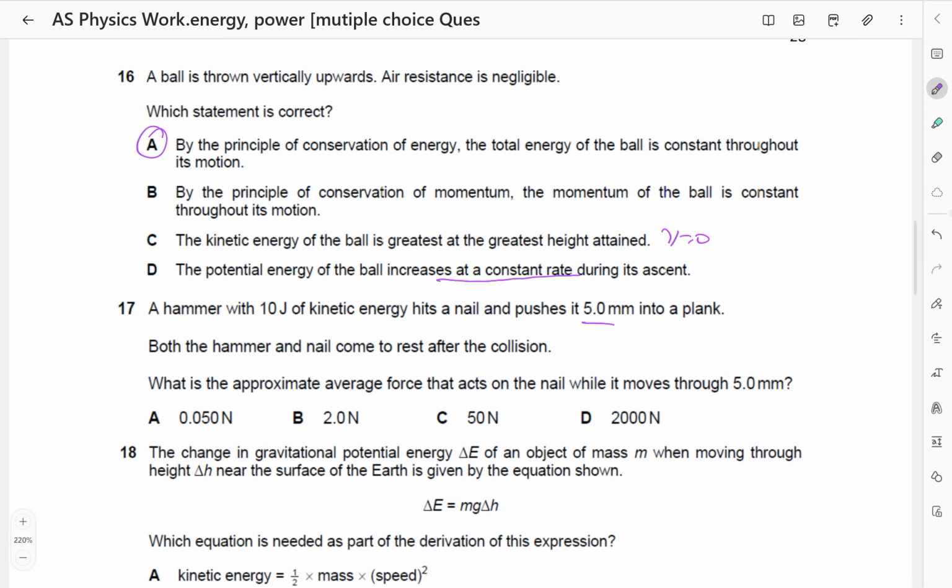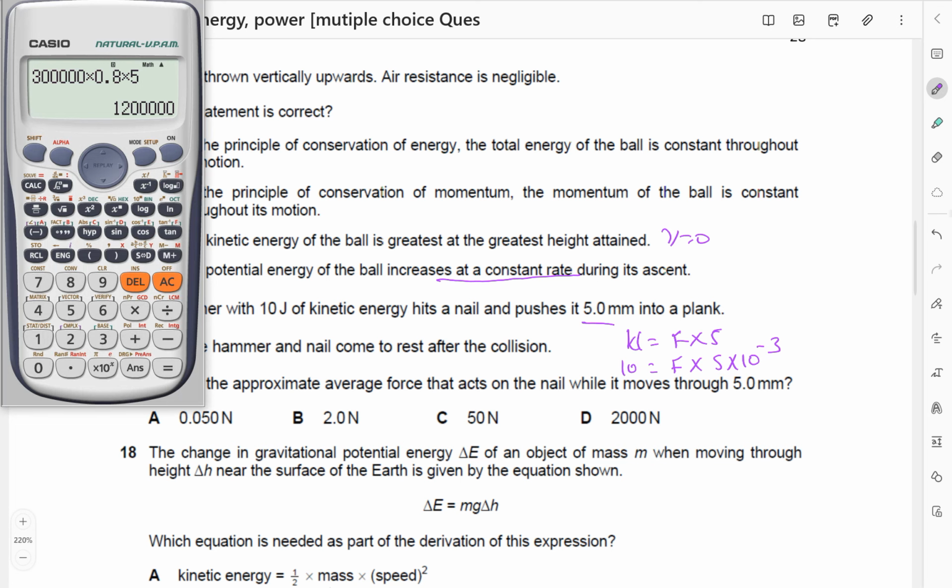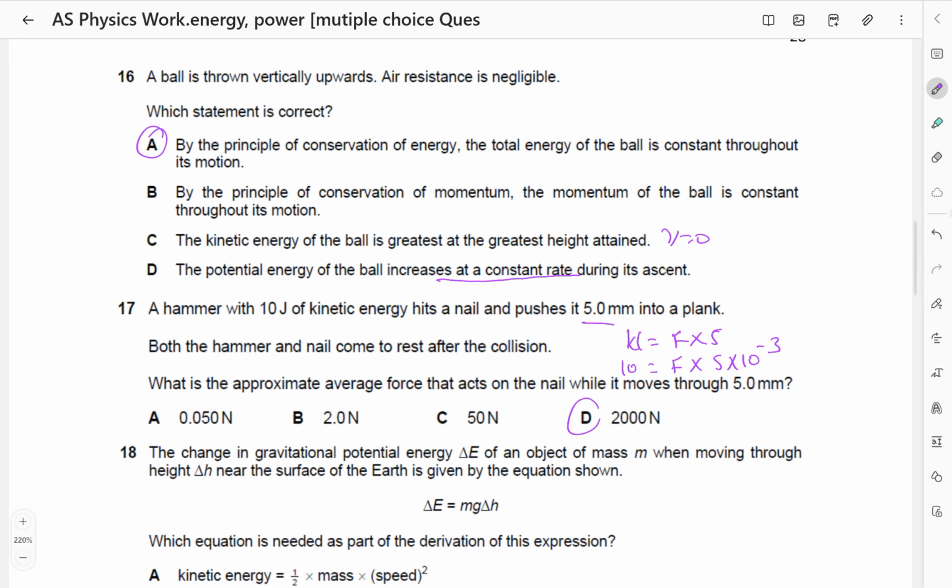Okay, so the work done is going to be the force times the distance. 10 joules are applied. The average force is F. The distance is 5 times 10 power negative 3. So just check with my calculator. 10 divided by 5 times 10 to the negative 3 gives us 2000. So the answer is D.